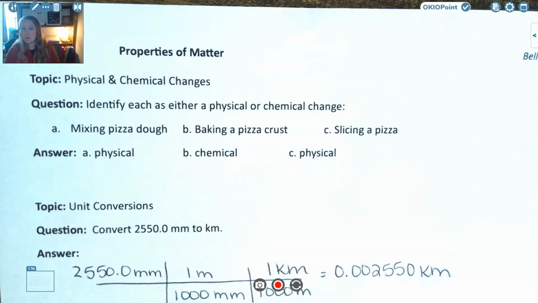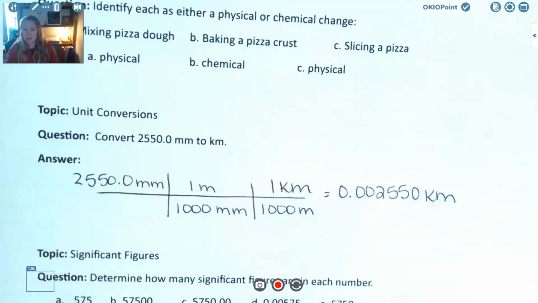So this one was focused on pizza. I asked them, what's the type of change if we are mixing pizza dough, if we're baking the pizza crust, and then if we're slicing the pizza. So it helps them look at a big situation and realize that different steps are going to have different types of changes.